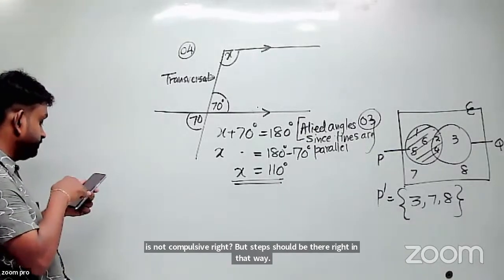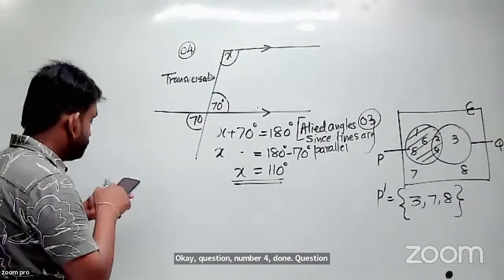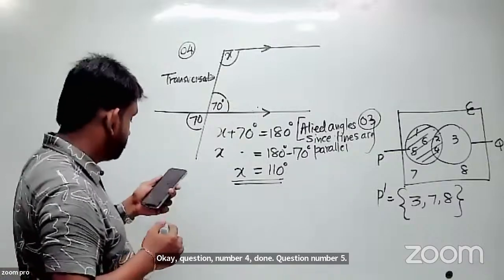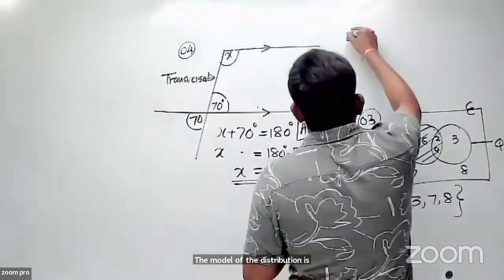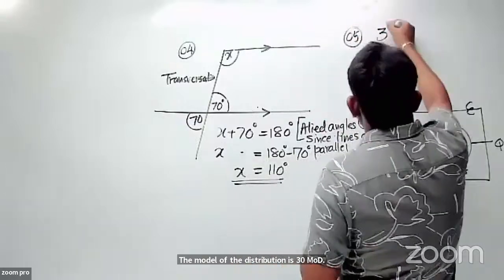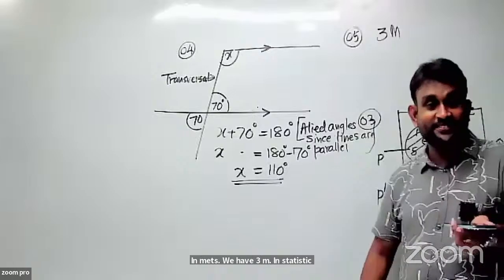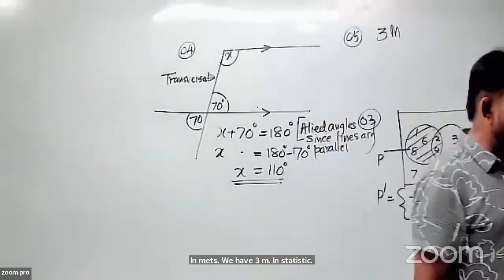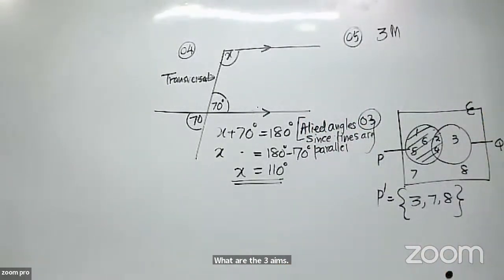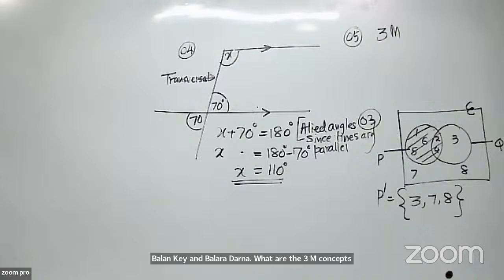Question number 5. The mode of the distribution is 13, right? Mode. We have the 3Ms concept. What is 3M? In maths, we have the 3Ms in statistics. What are the 3Ms? If you know, what are the 3Ms in statistics?